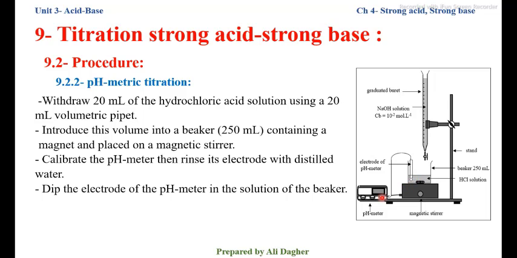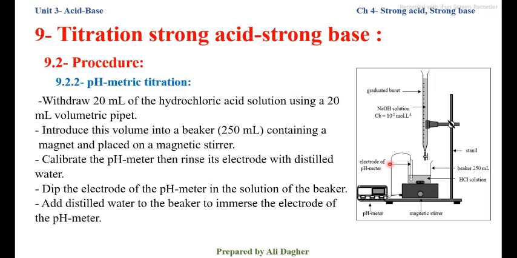into the beaker. We add distilled water to the beaker to immerse the electrode of the pH meter, because the 20 ml of hydrochloric acid in the beaker are not sufficient to immerse it. We will see later that this addition of distilled water will not affect the result of the titration. Measure the pH of the solution in the beaker before the start of the addition of sodium hydroxide solution, when the volume of base added equals 0.